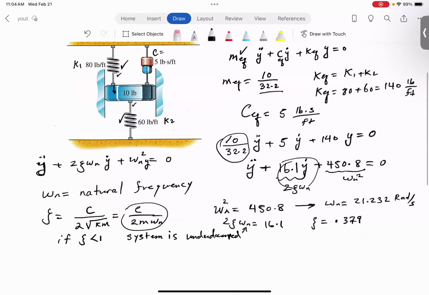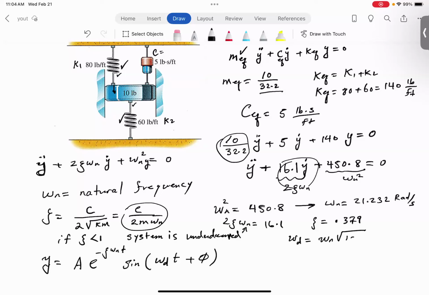And for an underdamped system, the general equation for the solution y or x is some constant A e to the power minus zeta omega n t. It's a combination of sine and cosine with some amplitude, but we could actually make it one sine wave and write it like this: sine omega d times t plus some phase angle phi. Now, omega d is called the damped frequency, and it can be calculated like this. If you put the omega n and the damping ratio in this equation, your damped frequency is always smaller than your natural frequency, obviously, because of damping.